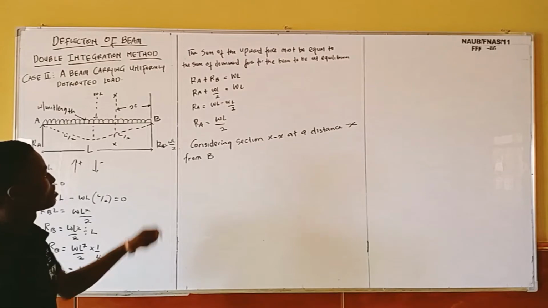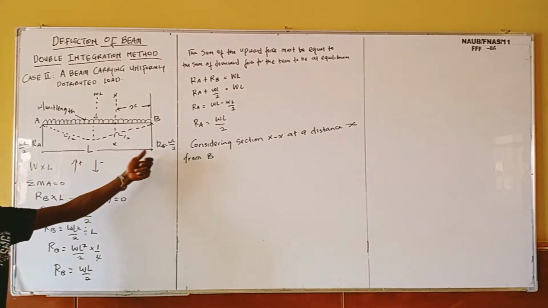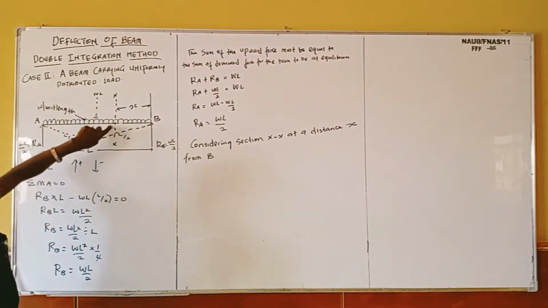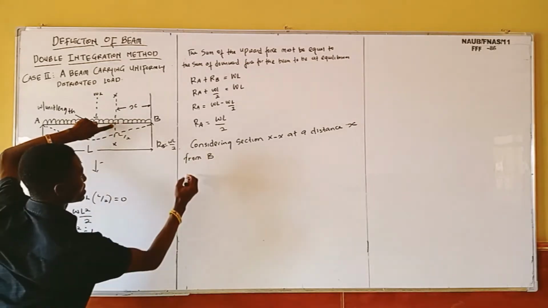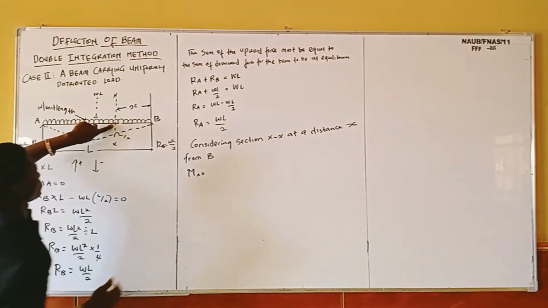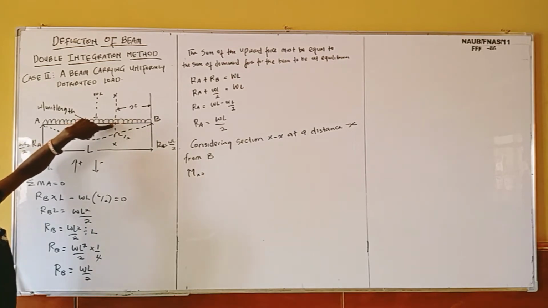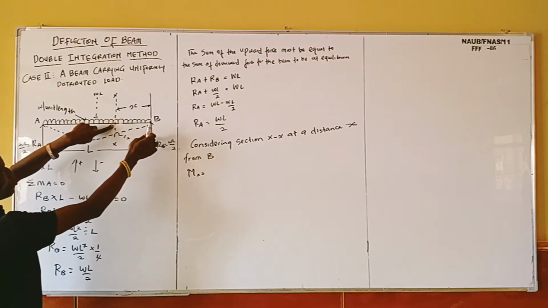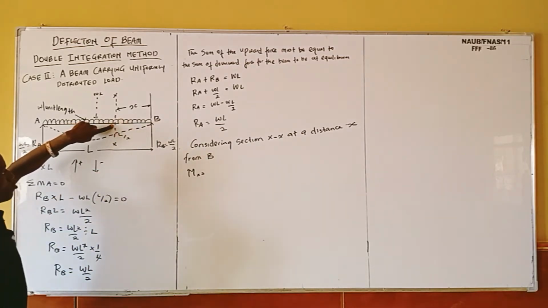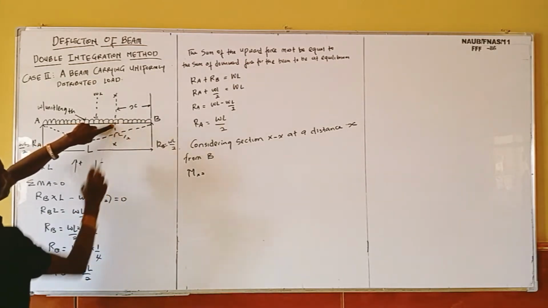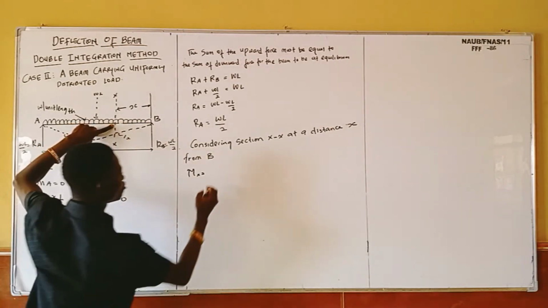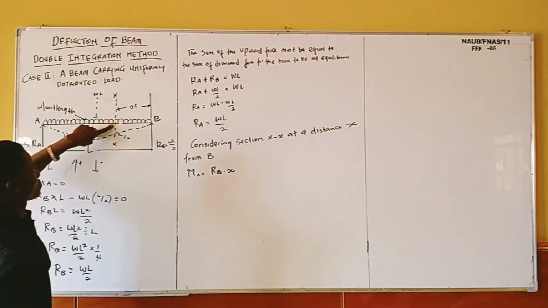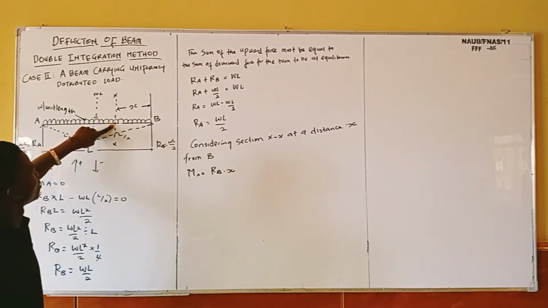Section XX at a distance X from B. I'm considering this section at this distance X from B. So for me to calculate my moment at this X, moment is force times perpendicular distance. In this case, I only have one force here, RB, and RB is moving in an anti-clockwise direction, which is positive. The distance covered before it reaches this point is X. So I'm going to have RB multiplied by X.